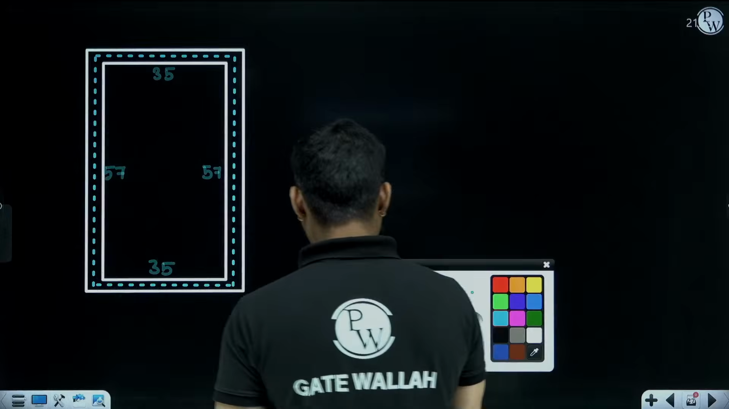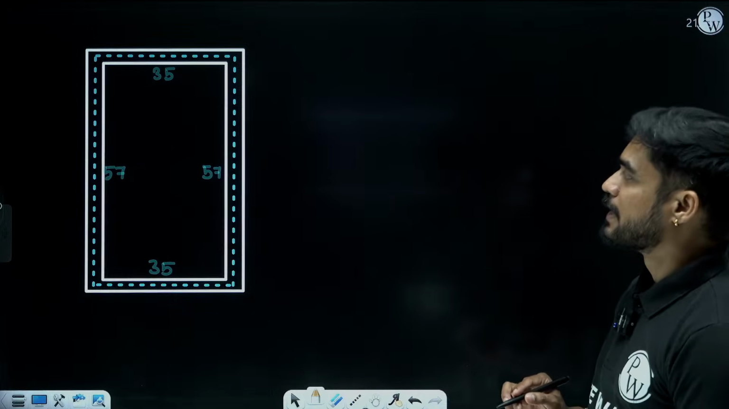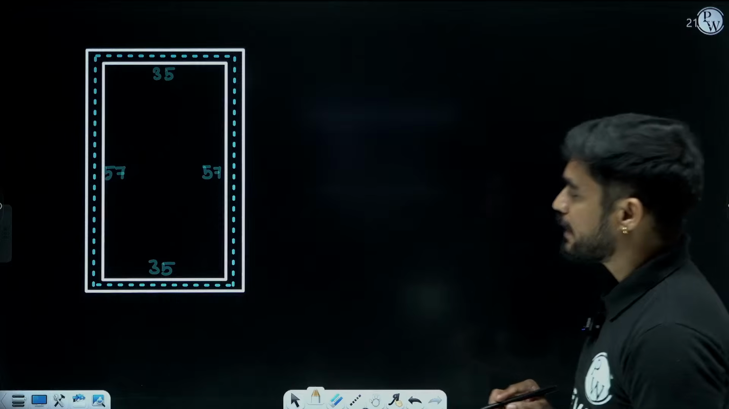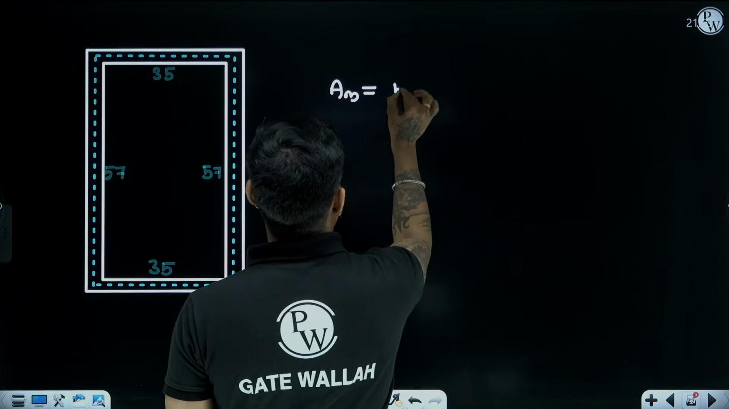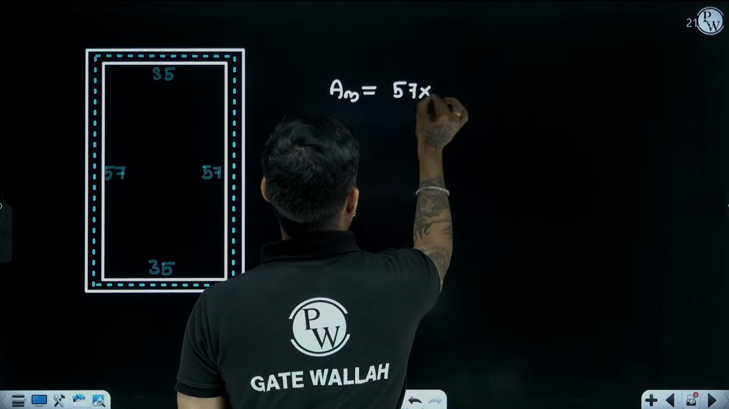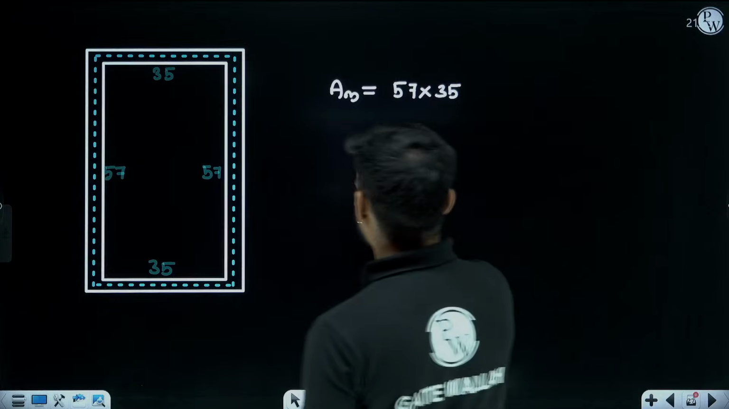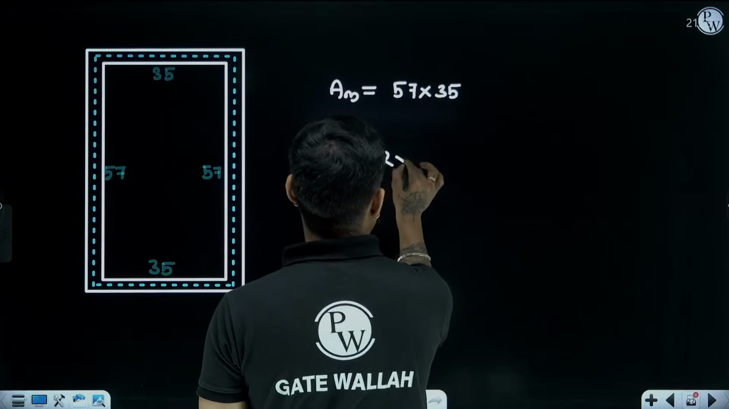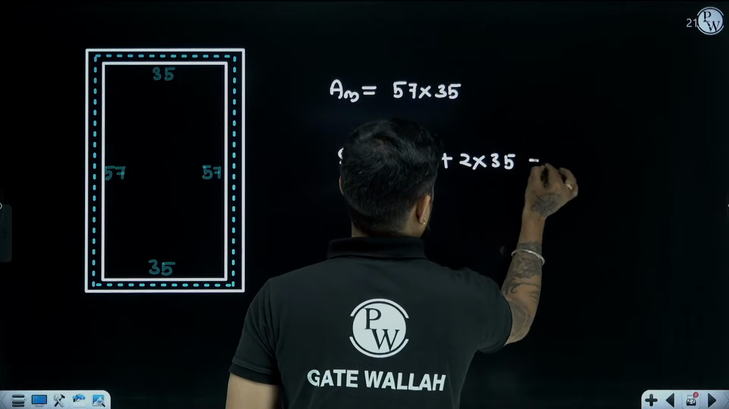Now we will have to calculate the area enclosed by the center line as well as the length of the center line. So the area enclosed by the center line will be 57 by 35, right? And the length of the center line will be how much?